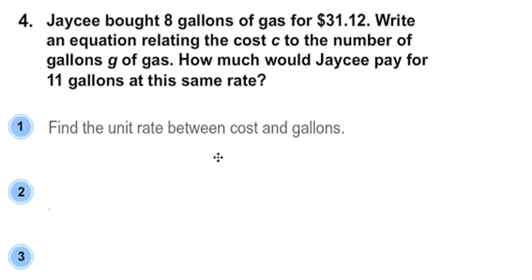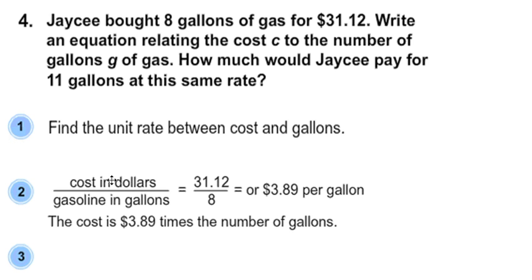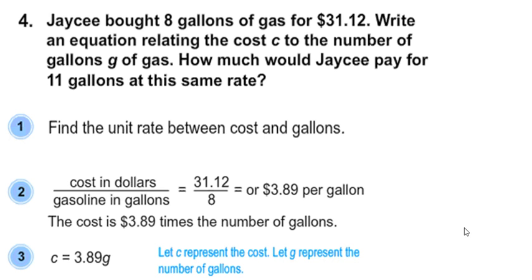All right, first thing we're going to do is find the unit rate between cost and gallons. So we're going to set up the ratio of cost over the number of gallons. So we had $31.12 for 8 gallons. So we divided that out. So that means he paid $3.89 per gallon. Okay? So we're going to say if you want to find out the cost of a certain number of gallons, you're going to multiply $3.89 times the number of gallons.